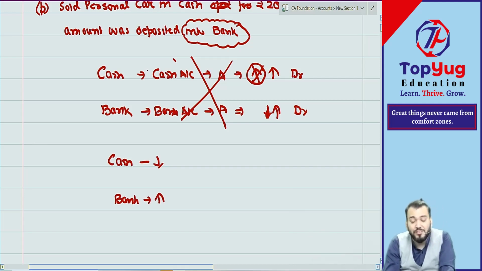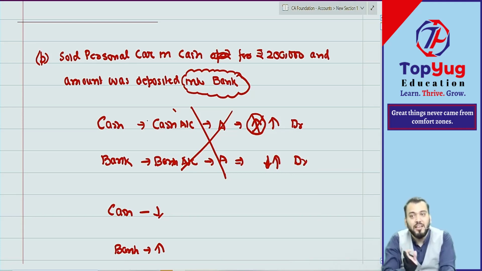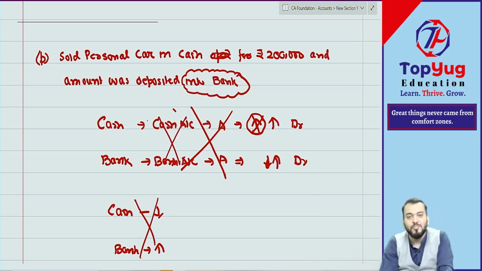Increasing. So I said you received cash. You received cash. How can cash decrease? Deposited into bank. So first you receive, then you deposit. Means actually this is also wrong. Both are wrong. Means you are not able to identify the other aspect of this transaction.